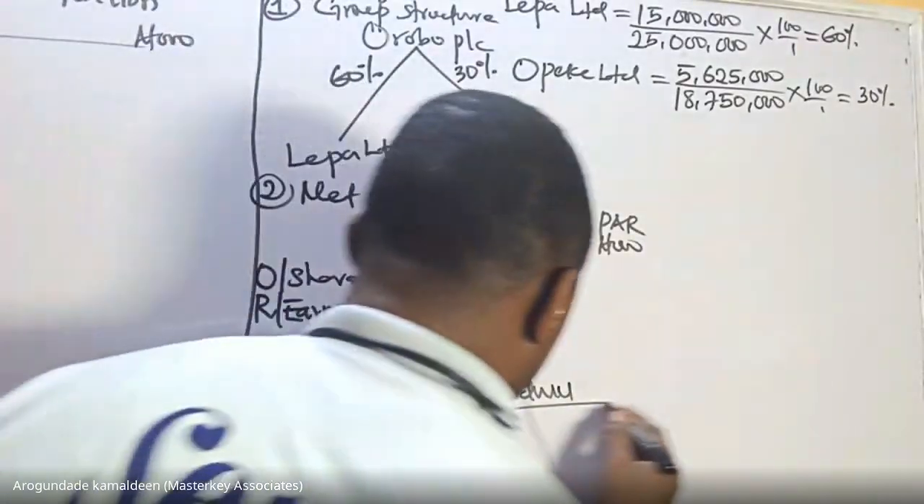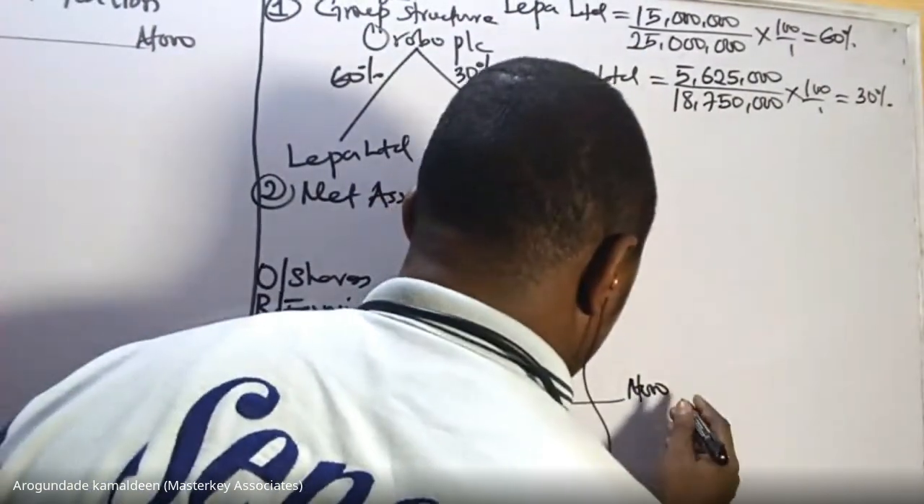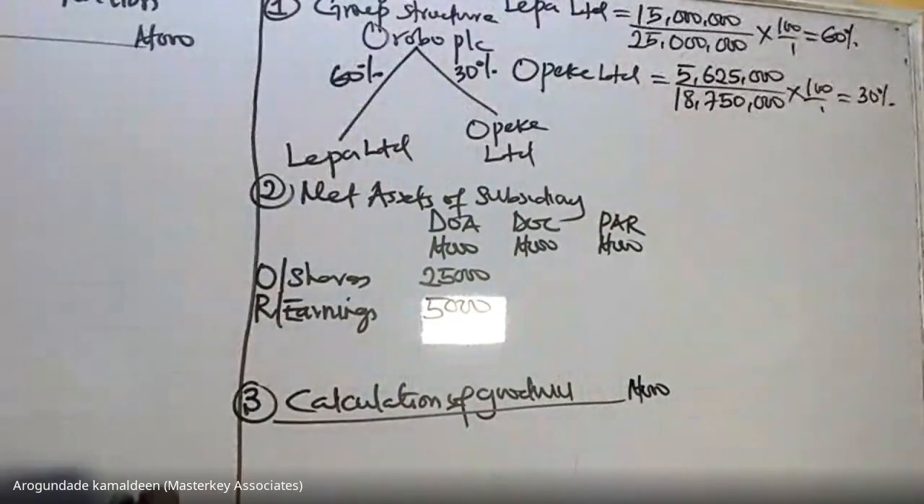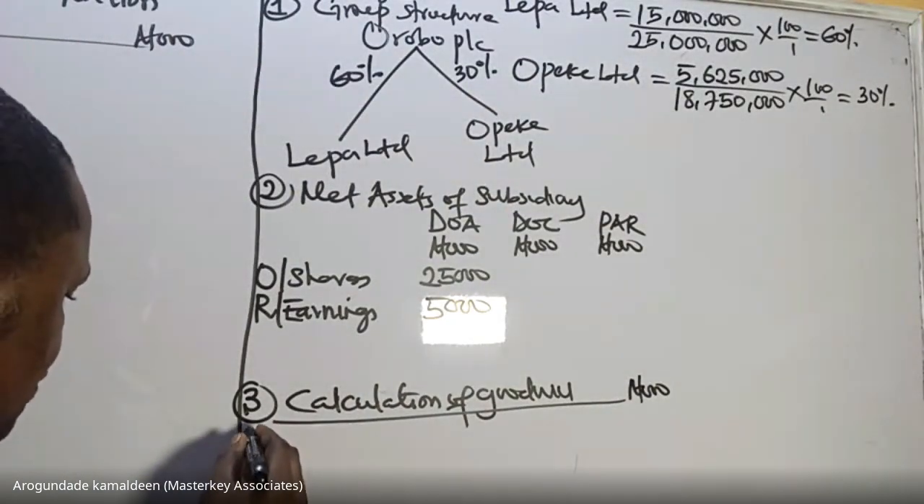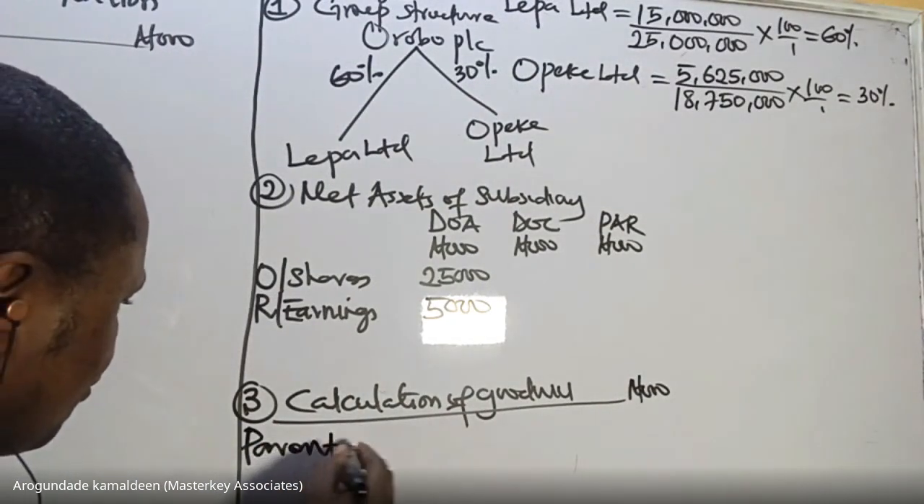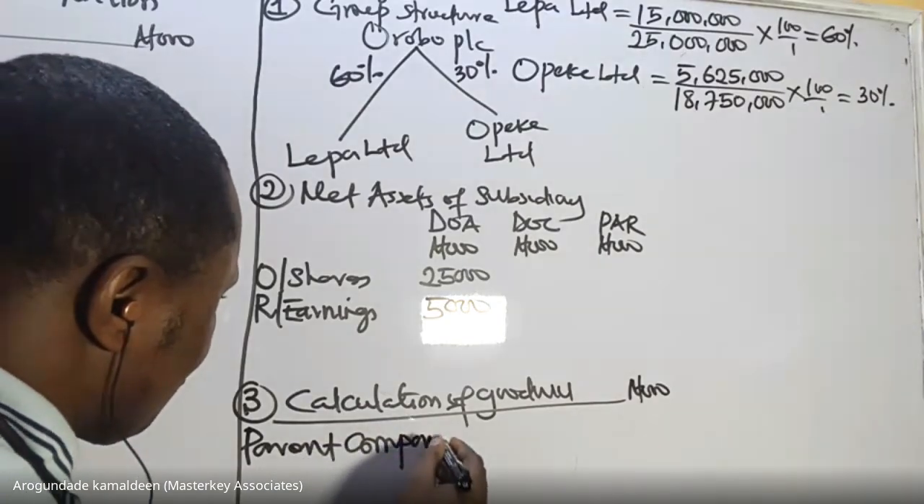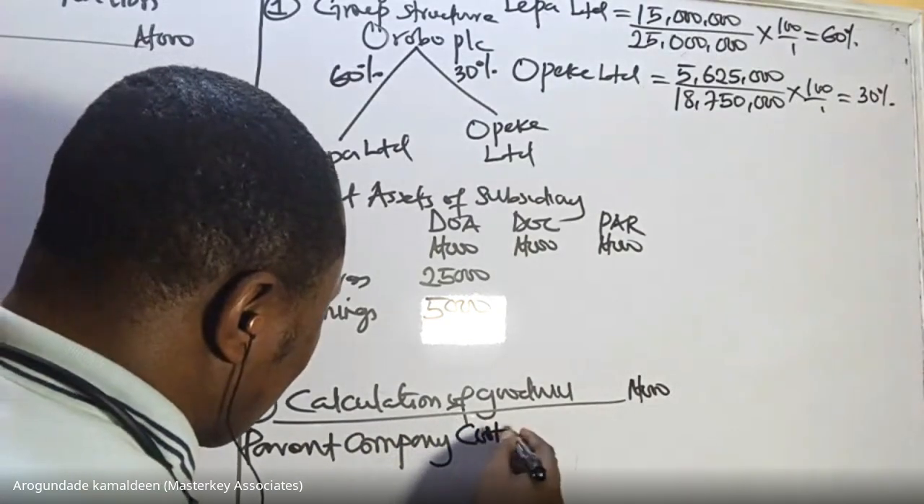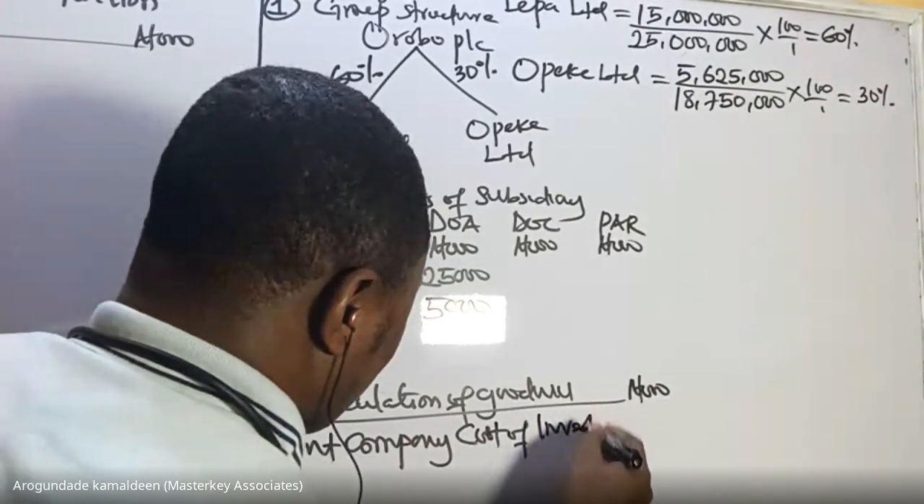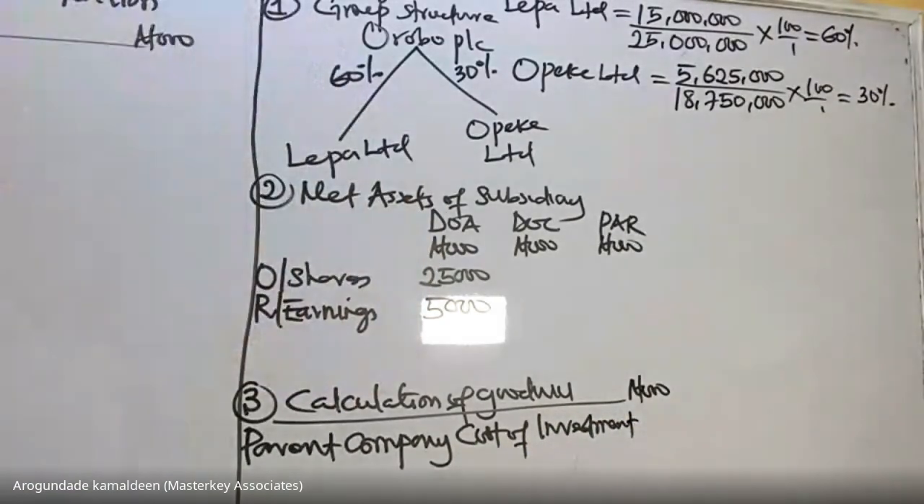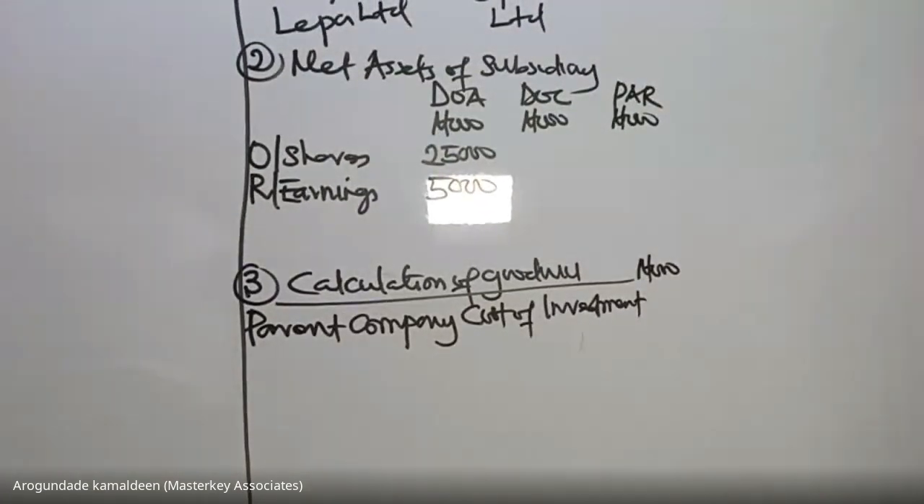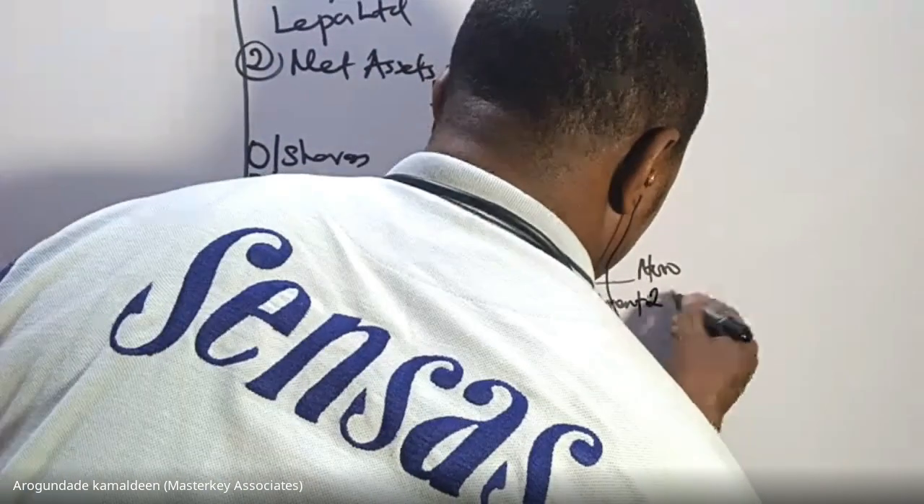Of goodwill. What is goodwill? The parent company cost of investment. How much did the parent company invest in LEPA? Go to that note one, it is clear. How much? 25 million. 25 million.